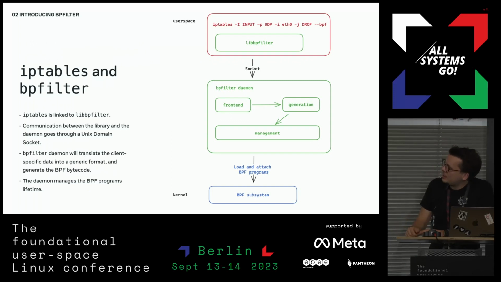And we can see that bpfilter, the green part, is in part in iptables and in part on the system. So we have the libbpfilter, which will be linked to the client, and it's going to help you send the filtering rules to the daemon. So it goes through a Unix domain socket, and the daemon will then receive the rules, convert the rules into its internal generic format, create a BPF program for the rule, and then manage the lifetime of the BPF program.